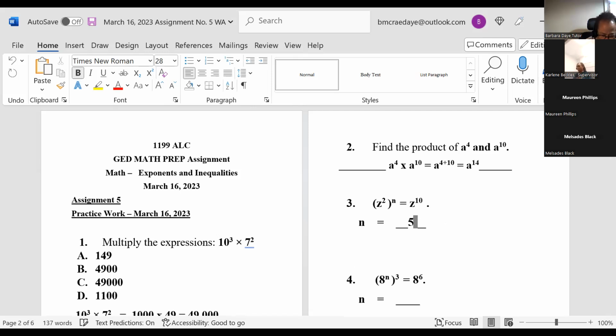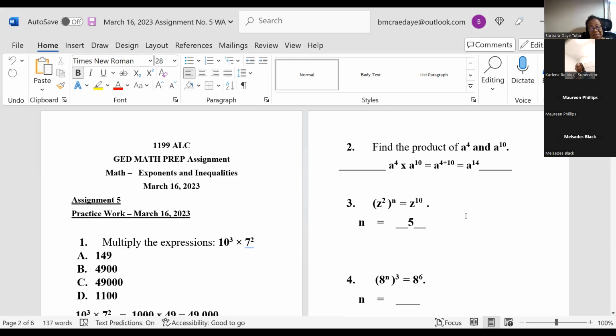You got it? So Miss Barbara, right there is telling you to find n. Maureen just told me the rule for exponents, power to a power, you multiply. If this z to the 10 on the right is what you got, and inside the parentheses there's a 2, there's only one number you can multiply by 2 and get 10, and that number is 5.